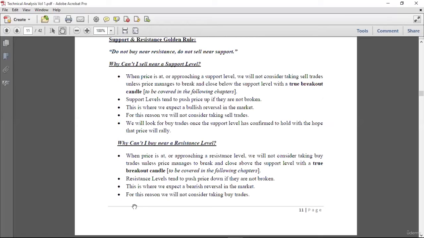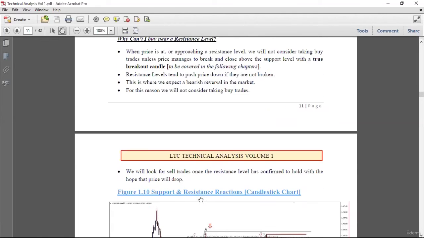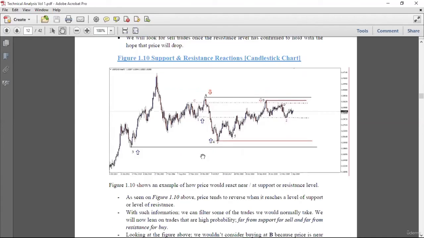This is where we can expect a bearish reversal in the market. For this reason, we will not consider taking buy trades. We will look for sell trades once the resistance level has been confirmed to hold, with the hope that price will drop. This is another example of what we are talking about.